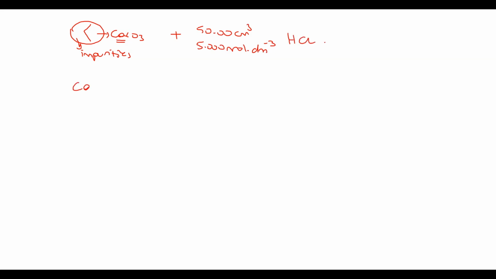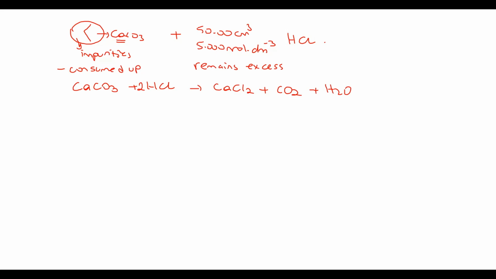Which reaction occurs between calcium carbonate and hydrochloric acid? They form calcium chloride, carbon dioxide and water. To balance the equation, we need to put 2 at the beginning of the hydrochloric acid. What happens at the end of this reaction? All calcium carbonate is consumed, but some of the acid remains in excess. So we don't know how many grams of calcium carbonate we have at the beginning, and also we don't know how many grams or moles of hydrochloric acid are used up.